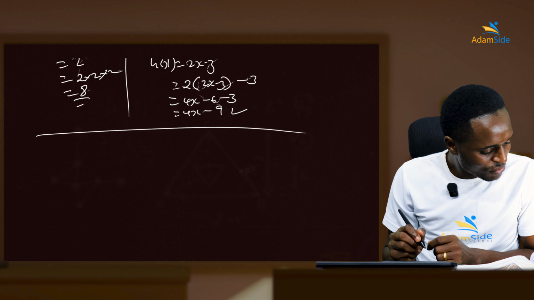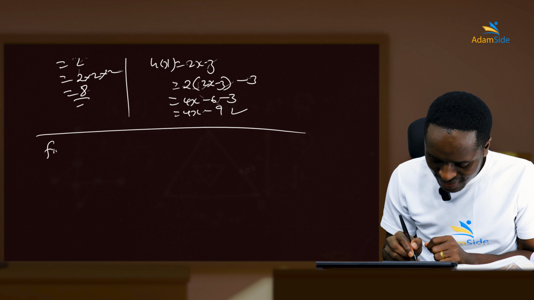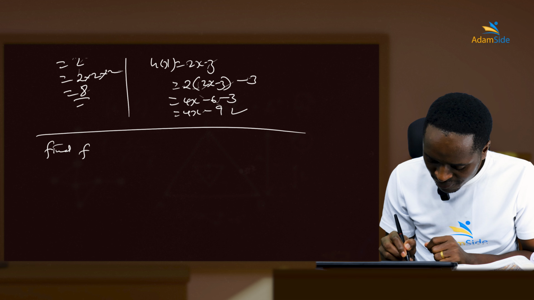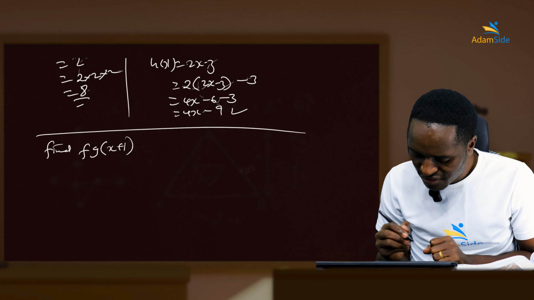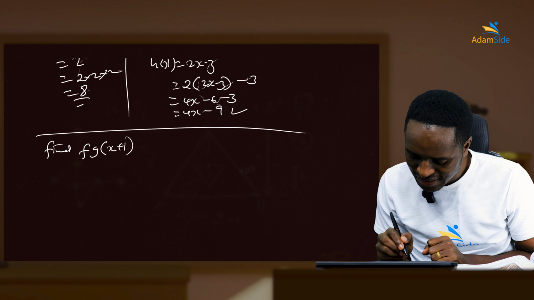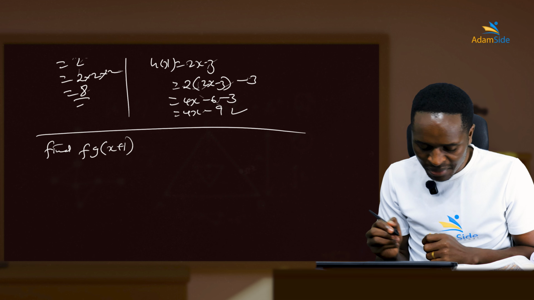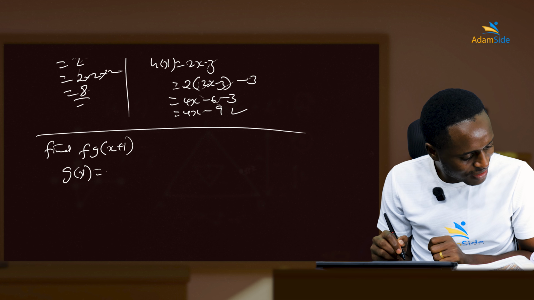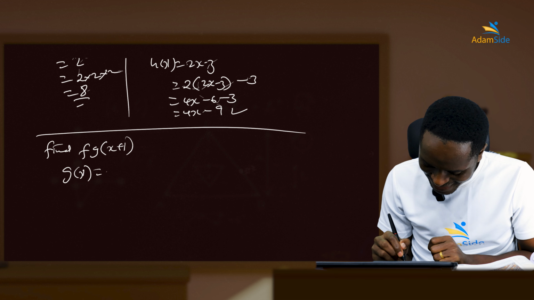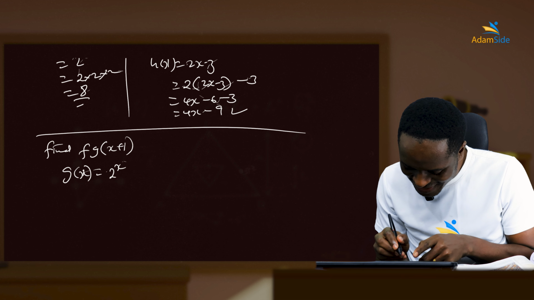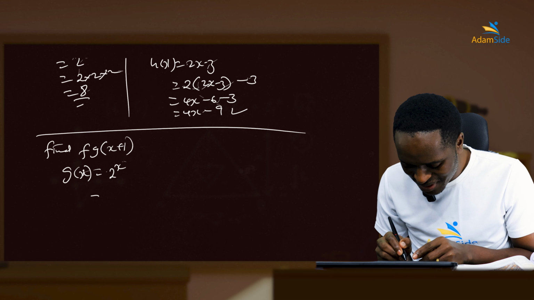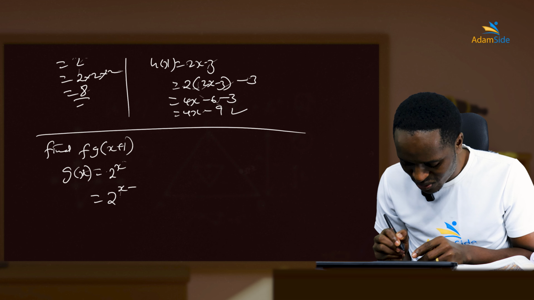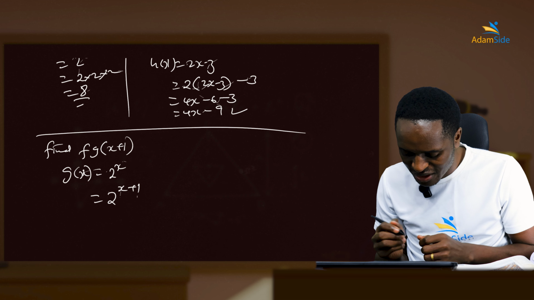They say find fg x plus 1 in simplest form. So g of x plus 1. But remember, we have our g of x as 2 power x. Now that's where complication comes. Our input here on g of x is x plus 1. It's simple. So we say 2 into x plus 1. Yes, 2 power x plus 1.